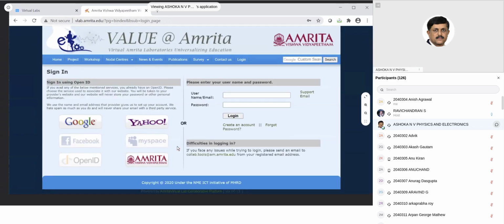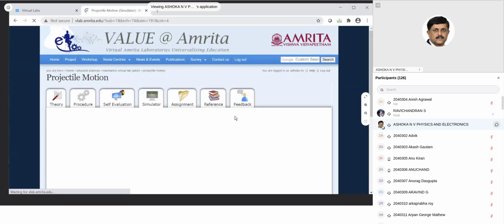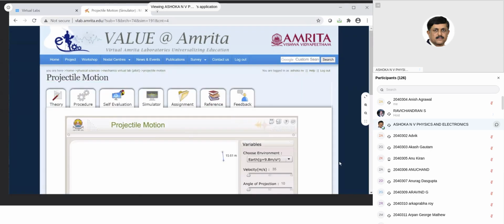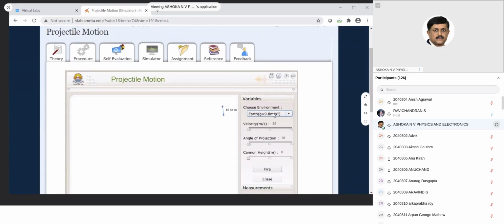Go fast to your simulation part. You have to log in; or directly also sometimes, if you are already registered, you can get in, otherwise you can log in and see. So here you can see in the variables you have Earth as well as Moon, Uranus, Saturn, Jupiter. We choose only Earth. That is fine. If you are interested, you can do it on other surfaces.